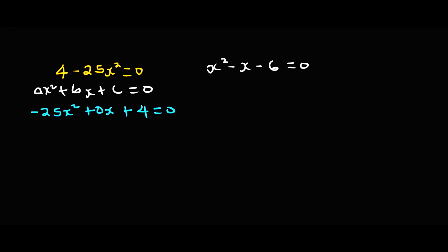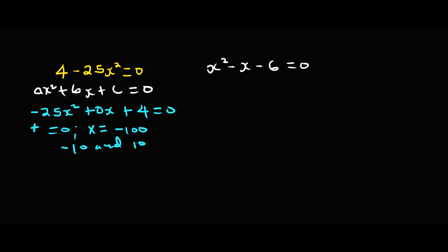The next thing, for us to be able to use factorization method, we have to get two numbers whose sum is the same as b, which in this case is 0, and whose product is the same as a times c. So a in this case is negative 25 and c is 4. Negative 25 times 4 is negative 100. Let us look for these two numbers. You will find that they are positive 10 and negative 10. You add the two, you get 0. You multiply the two, you get negative 100.